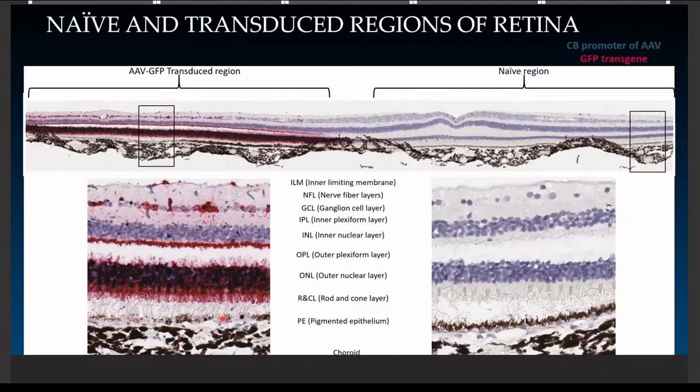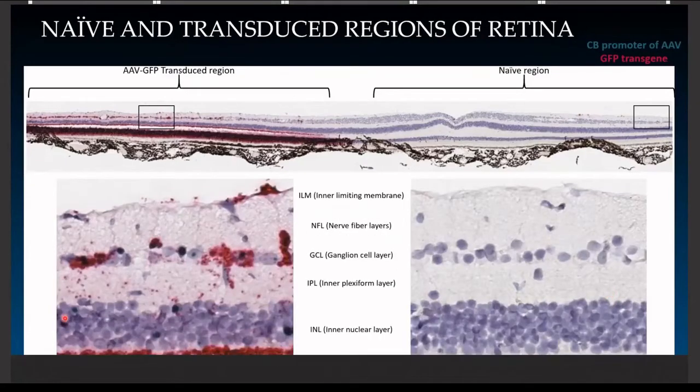But if you look closely, you can see the expression of the CB promoter in green, but the expression of the transgene is so high that in this image, the expression of the actual promoter is almost masked. But if you compare that to this naive injected region, you see that there's no signal as expected. So this assay can really, again, help understand if your gene therapy is specific, if it's specifically targeting the cells and the region of the tissue of interest, and whether it's expressing the transgene to the degree as expected.